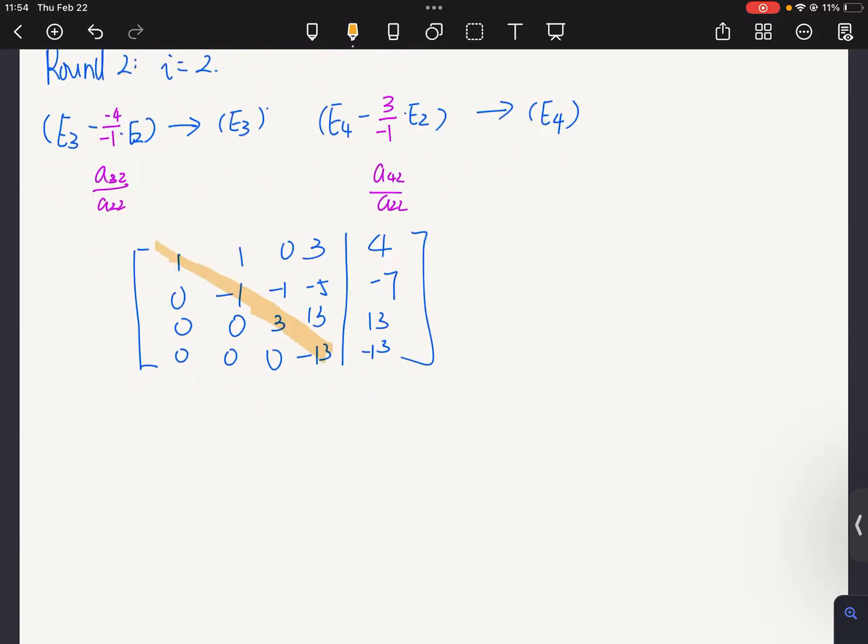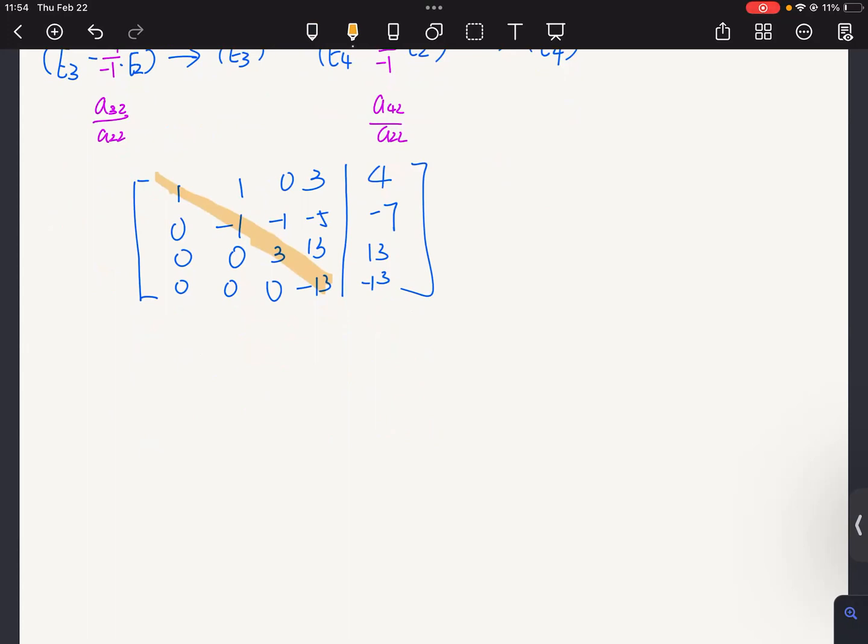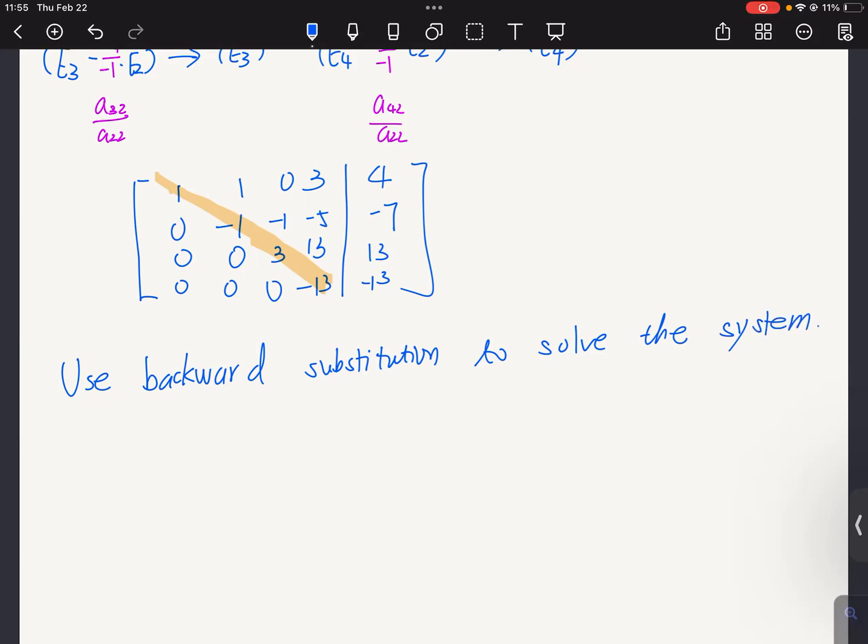And after this Gaussian elimination process, we got the upper right triangular system. And now we are going to use the backward process, backward substitution, to solve the system of the equations. Okay. So first of all, this is just negative 13 times x4 equals negative 13.